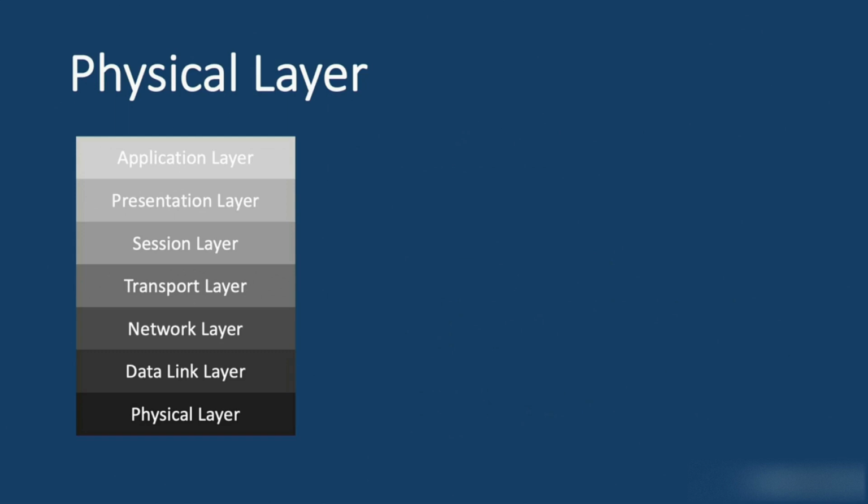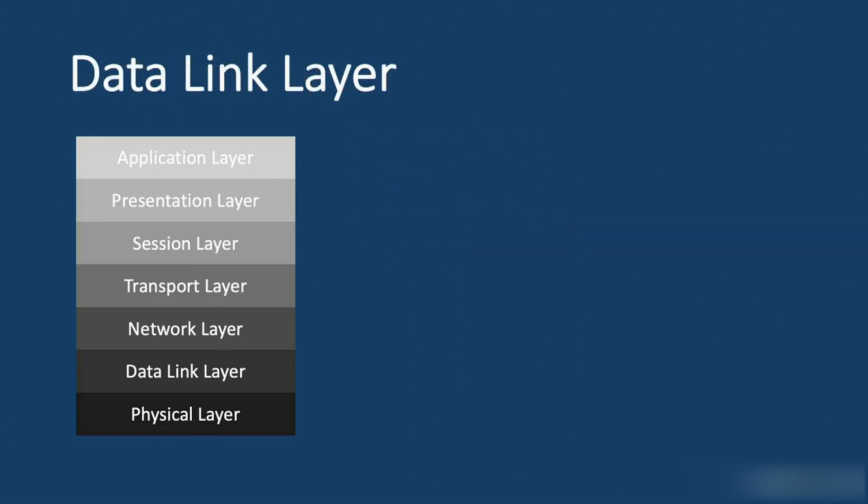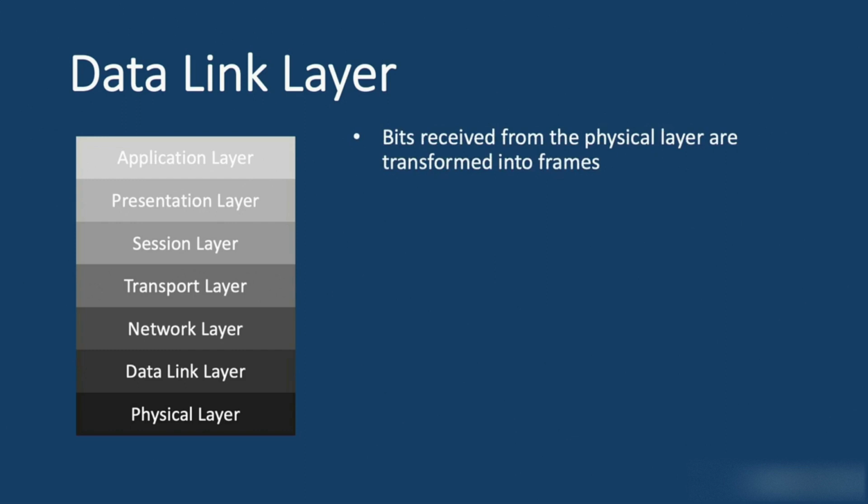There are some devices that operate at the physical layer. This includes hubs, network interface cards, and repeaters. Let's now talk about the second layer, which is the data link layer. The bits received by the physical layer, when they move up one level, they reach the data link layer and they are now transformed into frames. And that's because some headers are added on top of the bits and now they become frames.